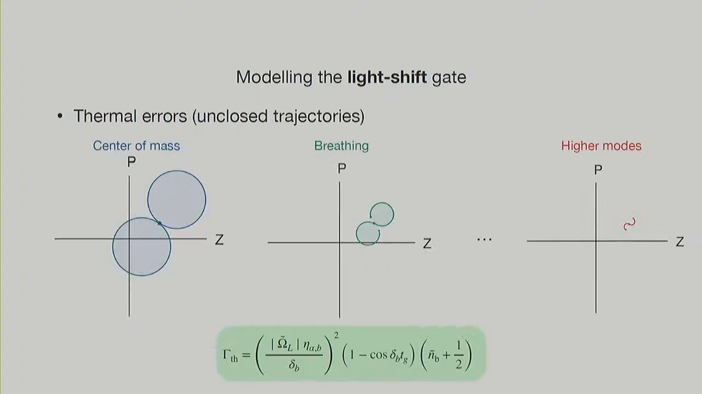I told you that this works by closing trajectories in phase space, but the thing is that if you select a specific time for your gate, you can only close trajectories for one motional mode of the ions. So for example, you can close trajectories for the center of mass, but you cannot close the trajectory for the breathing mode in which ions oscillate out of phase. Okay? And that leads to residual entanglement and to a noise which is thermal. And that's why it is proportional to this mean number of phonons in the mode which you are not being able to close. Okay?